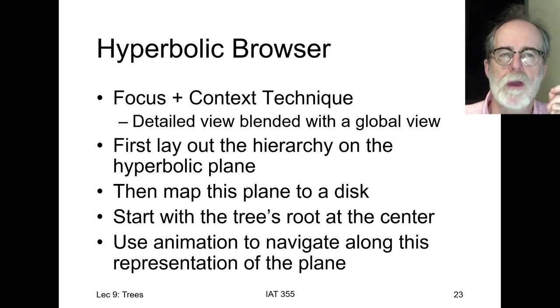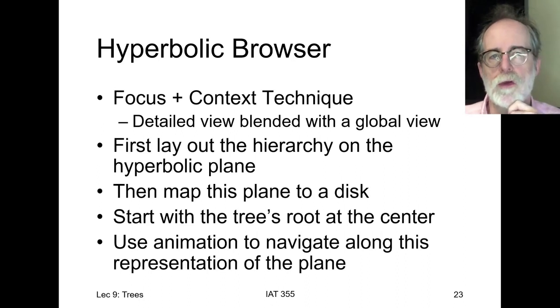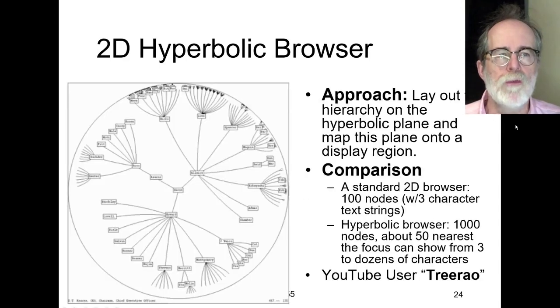Basically what that does is blend a detailed view, with the stuff you're clicking your mouse on and staring straight at, with a global view. So you first lay out the hierarchy on a hyperbolic plane, and then map that plane onto a disk, and then start with the tree's root at the center and use animation to navigate its representation in the plane. And so here's an example, a still picture of what that thing looks like.